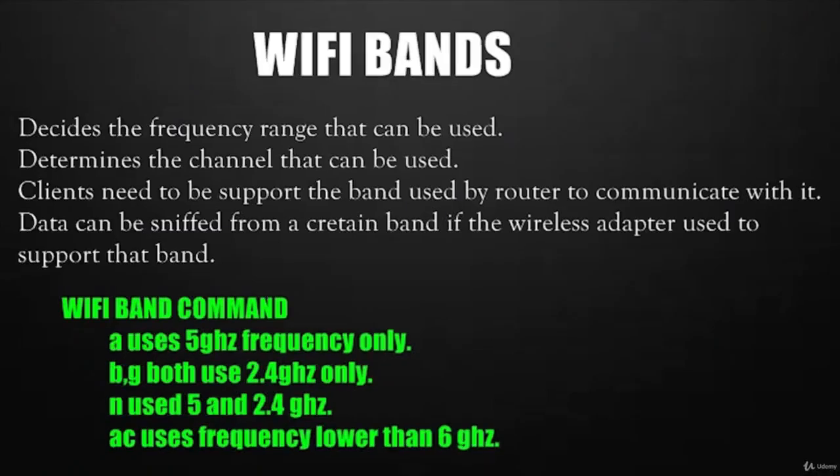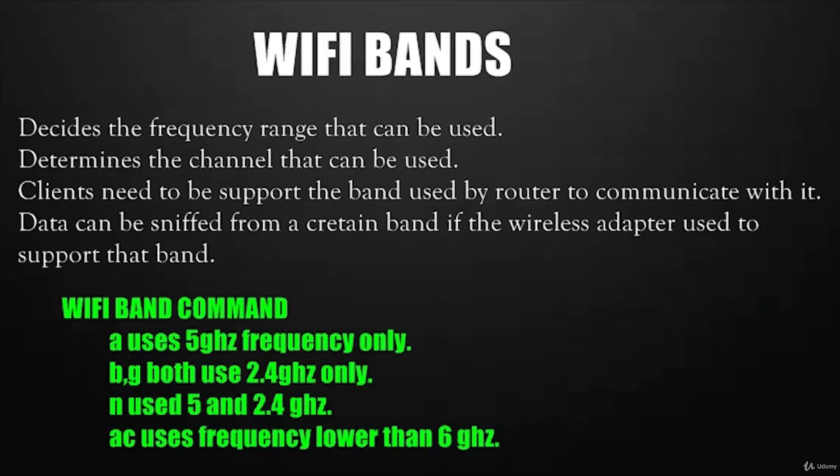In this lecture I'd like to talk about Wi-Fi bands. The band of a network defines what frequency it can use to broadcast the signal. This means it also defines the frequency that the clients or the computers need to be able to support and use in order to be able to connect to this network. The two main frequencies used in Wi-Fi networks are 2.4 and 5 GHz.